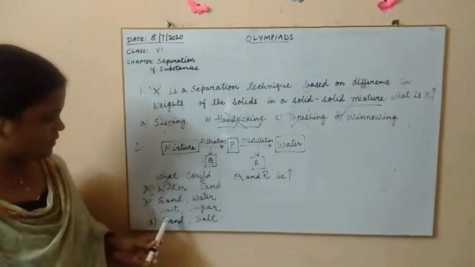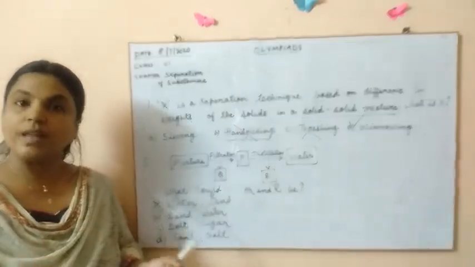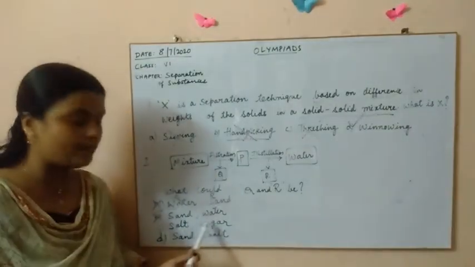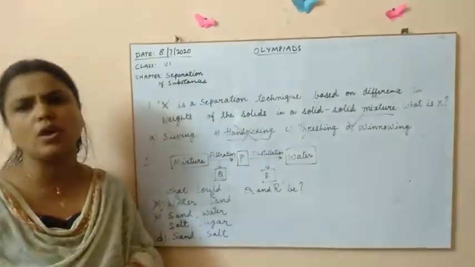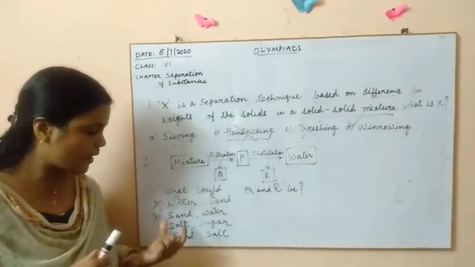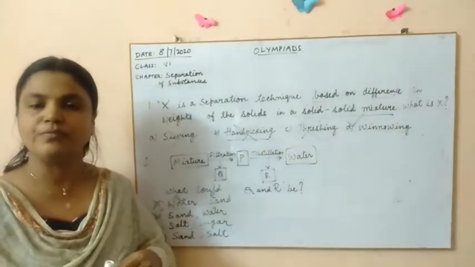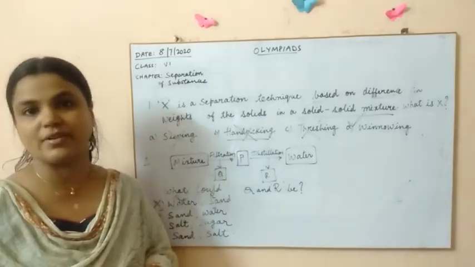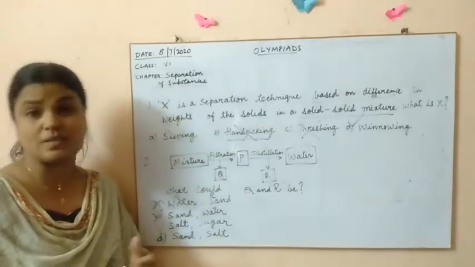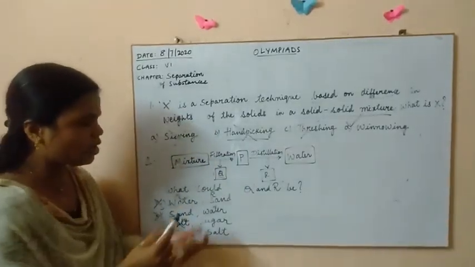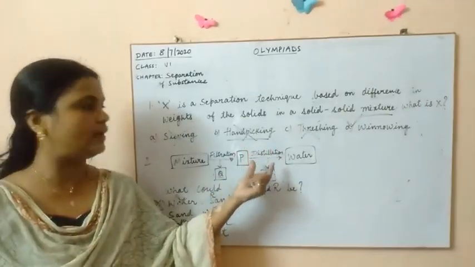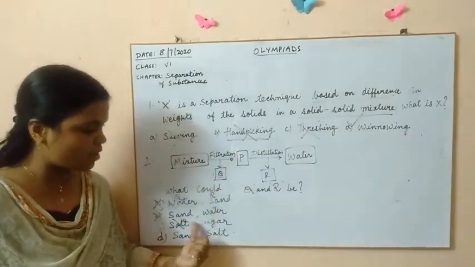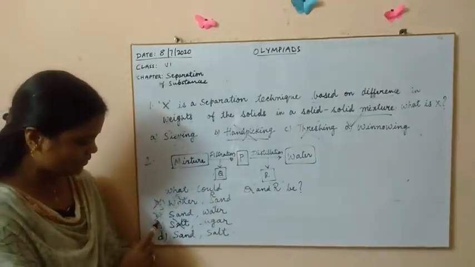The next one is C. So now let us see the third option, salt and sugar. As you know, both salt and sugar are soluble components. How can you expect salt to get filtered off? Can salt be separated through filtration? No, it cannot be separated. So Q cannot be salt, because it will pass through the filter paper and reach here. It cannot be separated. So it is also wrong.